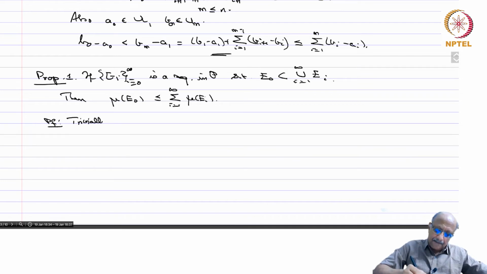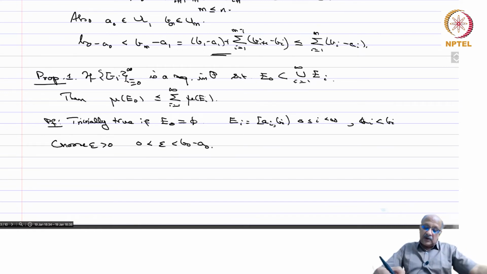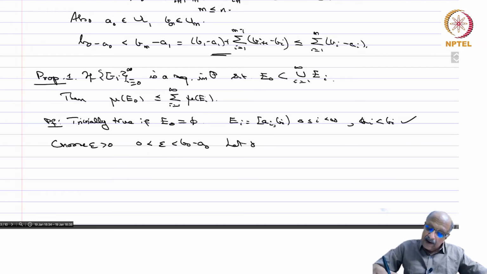Trivially true if E naught is empty. There is nothing to prove. So let us take Ei equals ai bi, 0 less than or equal to i less than infinity, and then ai strictly less than bi. So all the intervals are nonempty, and you choose epsilon positive such that 0 is less than epsilon less than b naught minus a naught, because a naught b naught is now a non-trivial interval, and therefore b naught minus a naught is strictly positive by this condition here, and therefore you can choose an epsilon like this.